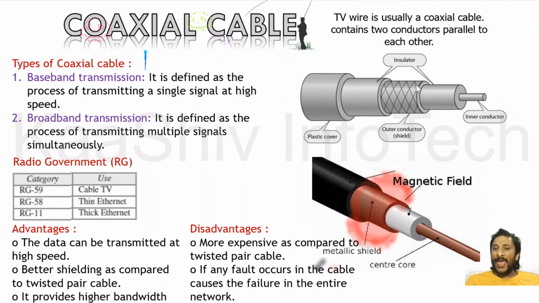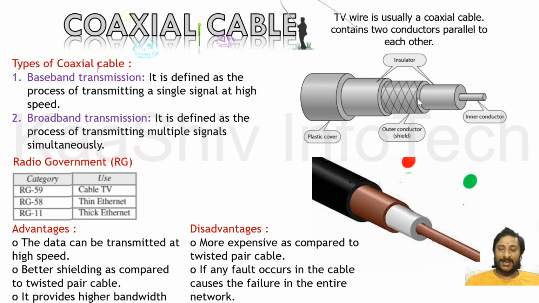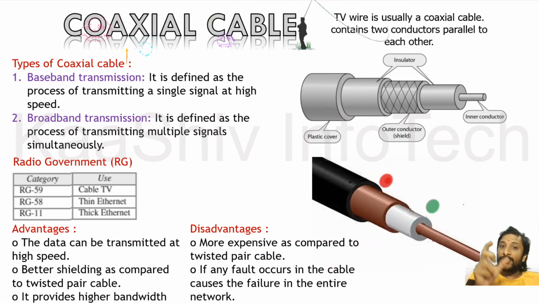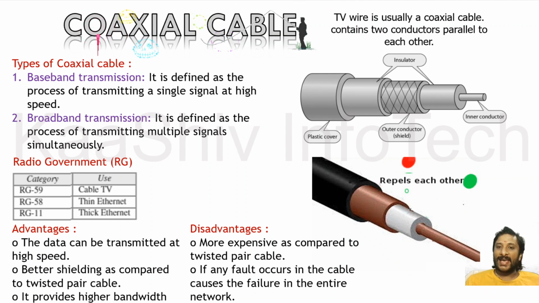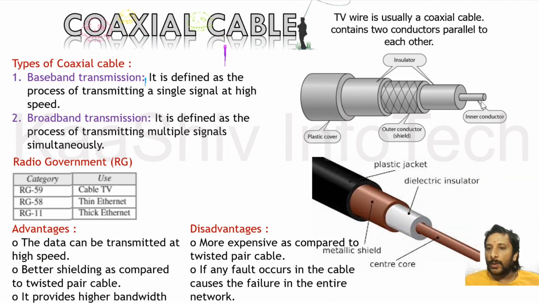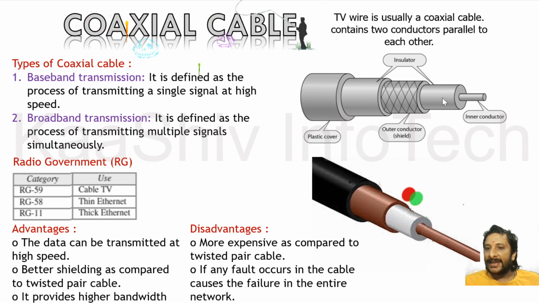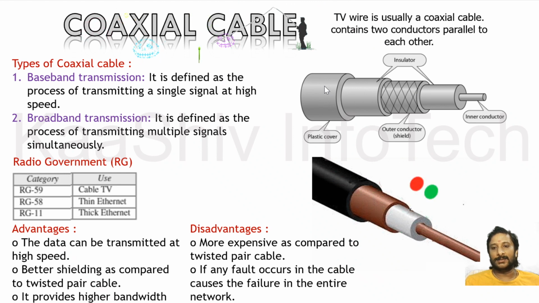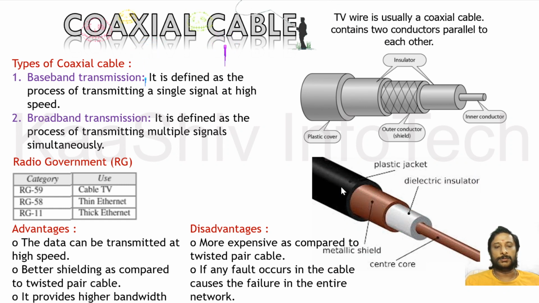Now let's talk about the coaxial cable. Sir, I got my TV connection, sir. For the TV and all, you will have the cable, right? TV cable is called coaxial cable. It will have an inner conductor, an insulator, an outer conductor, an insulator, and a plastic cover. So you have the conductor here, insulator here, insulator or plastic here.